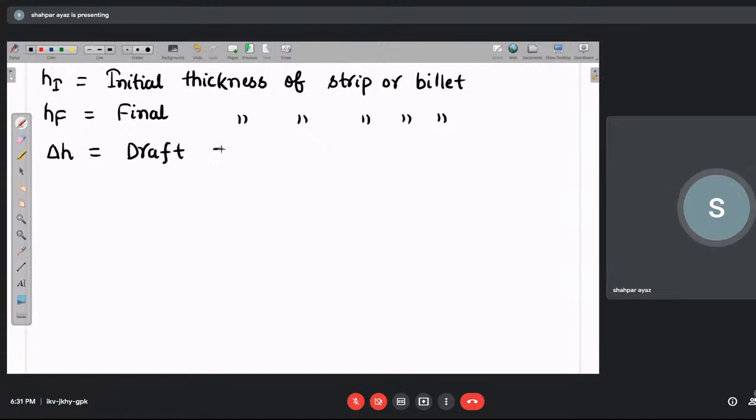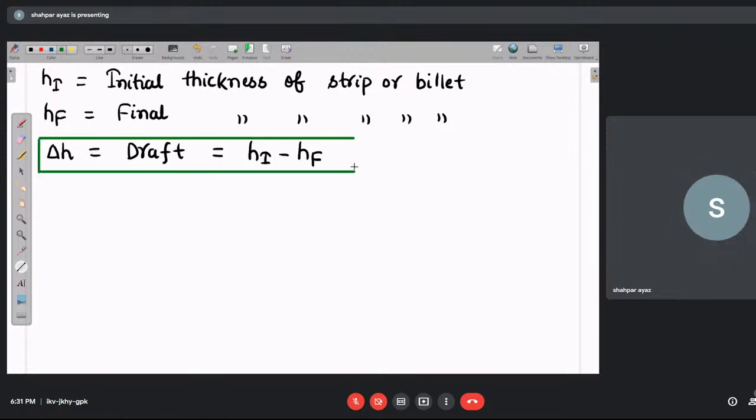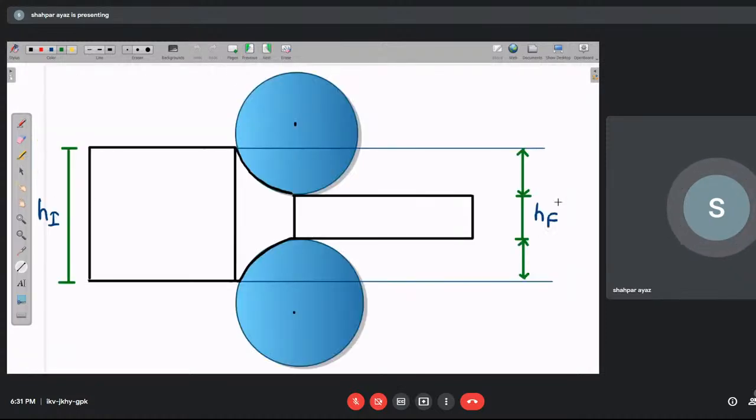Draft we calculate as initial thickness minus final thickness. Always remember, everyone, draft is your initial thickness minus final thickness. Clear, guys? So here you can see the H initial, this is your H final. Therefore, the difference is delta H. So half of the draft is this part, delta H by 2.